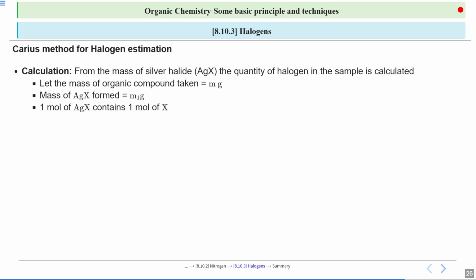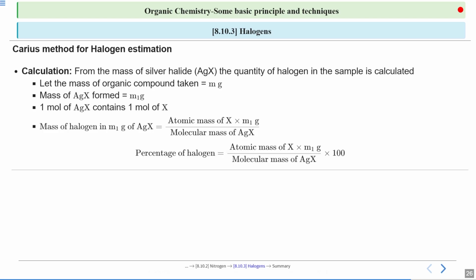Remember, 1 mole of silver halide contains exactly 1 mole of halogen atom. To find out how much halogen is in the AgX we collected, we use this formula. Mass of halogen in m1 grams of AgX equals the atomic mass of the halogen times m1 divided by the molecular mass of the AgX.